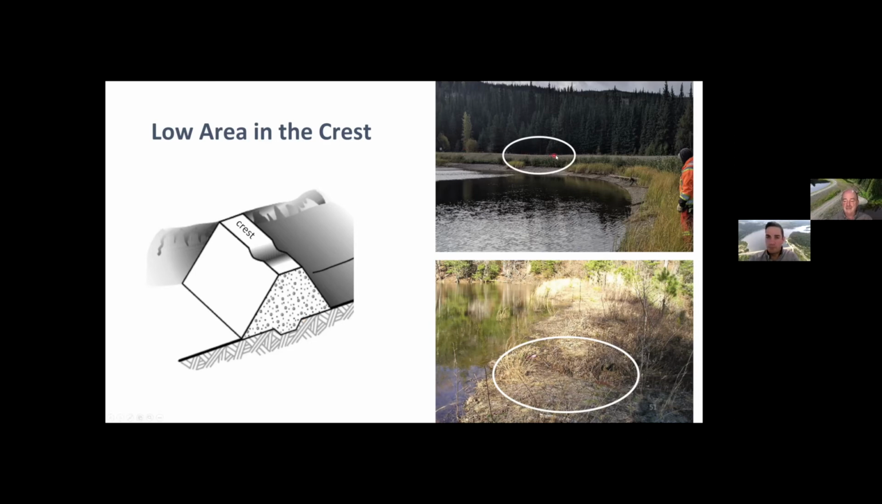Your eyeball is very, very good at picking up small dips in the crest of your embankment. Maybe that's caused by erosion, but maybe it's caused by something more serious, and we want to be watching for these low areas. Of course, you're losing freeboard and a bunch of other things because of that low area, but it may be diagnostic of something that's happening in the embankment or even underneath the embankment that's causing settlement.